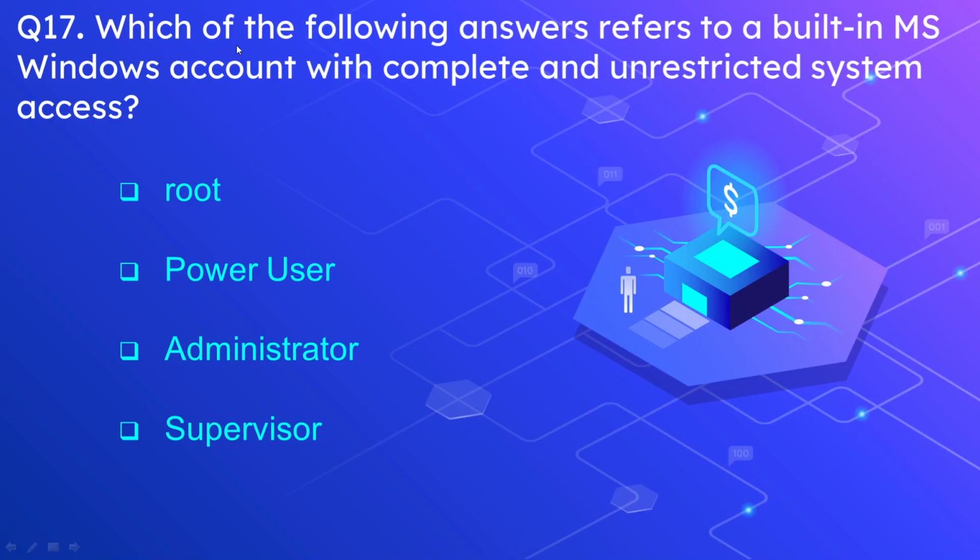Question number 17 is which of the following answers refers to a built-in Microsoft Windows account with complete and unrestricted system access, and the options are root, power user, administrator, and supervisor. And the correct option is administrator. The root account is used in some other systems as an administrator account, such as some network vendors, they use the root account on their network devices such as switches and firewalls, while on some Linux systems it is also used as an administrator account, which has complete and unrestricted system access.